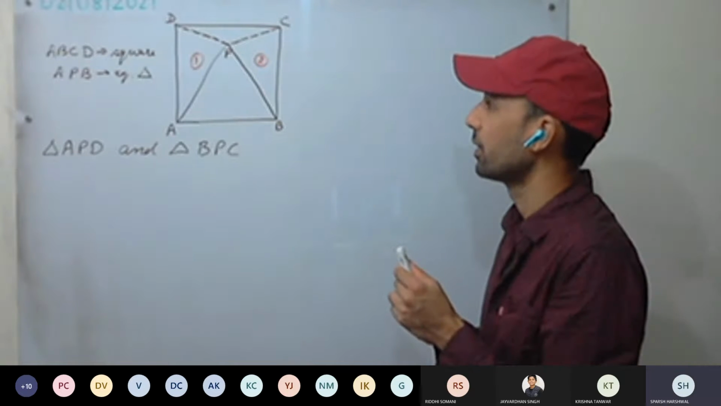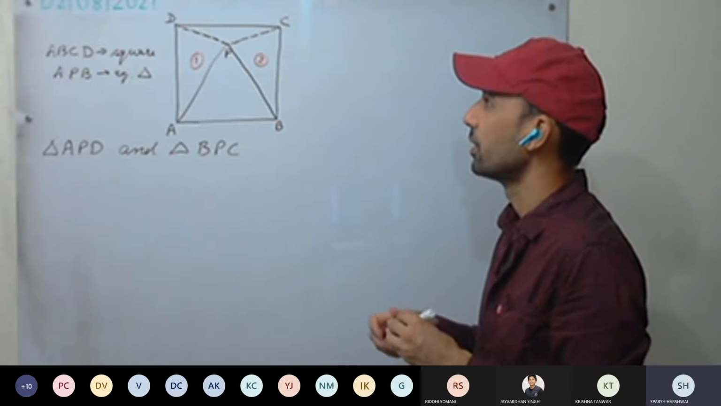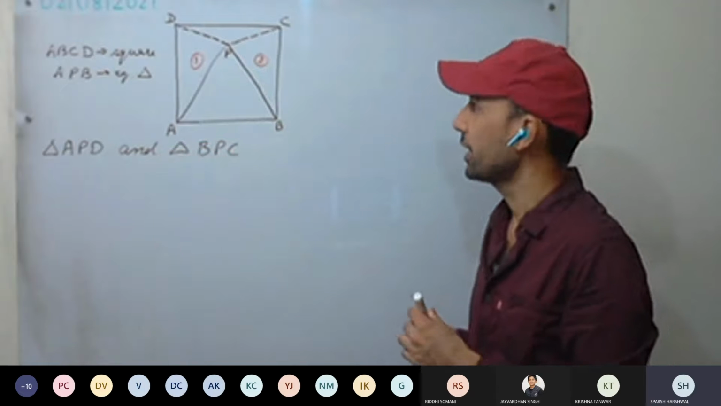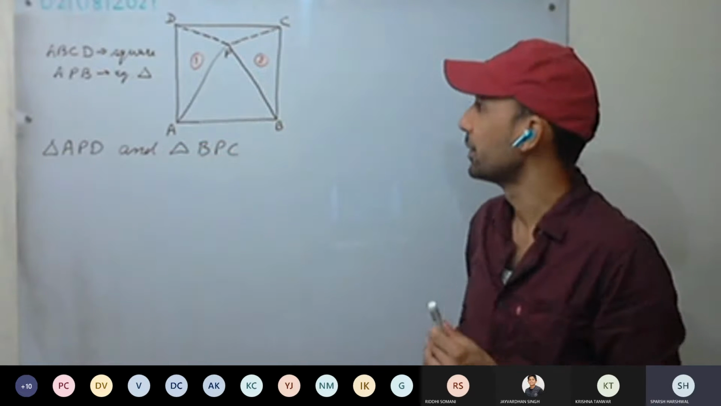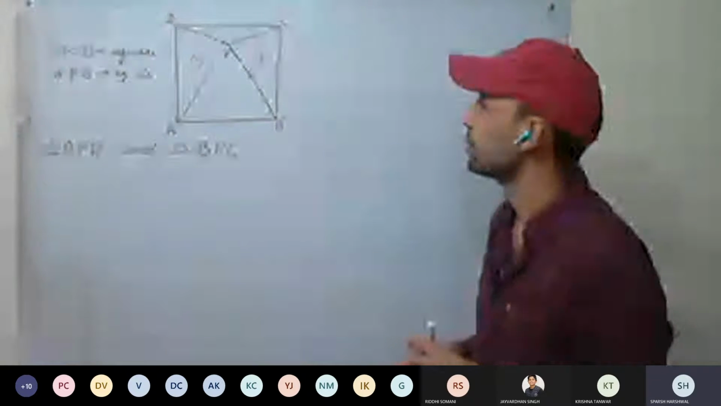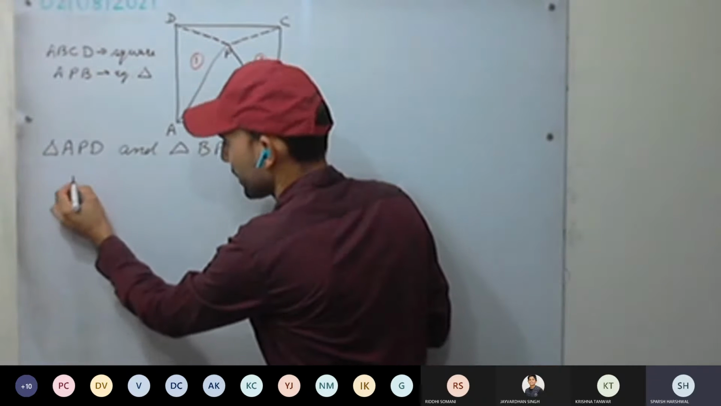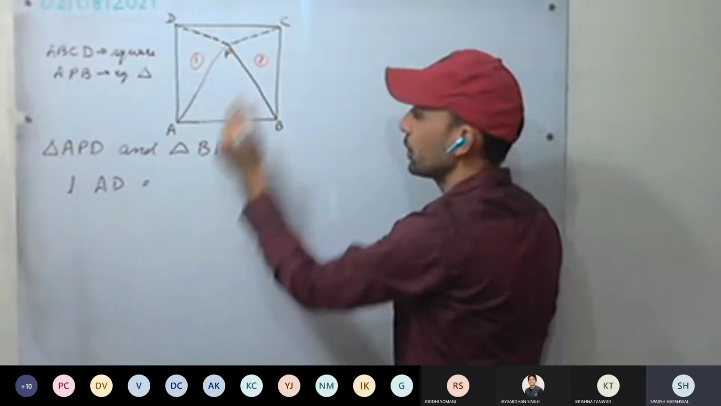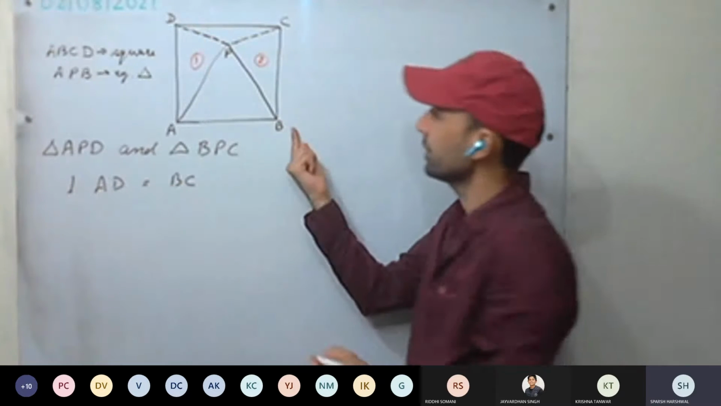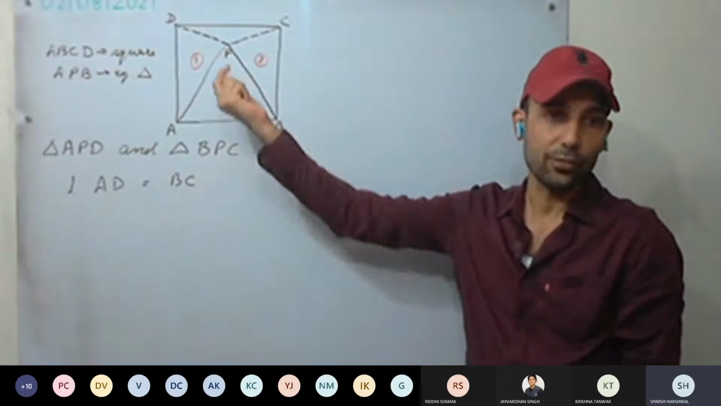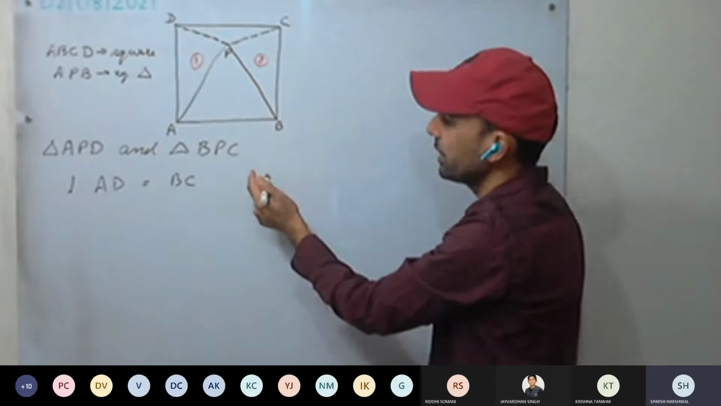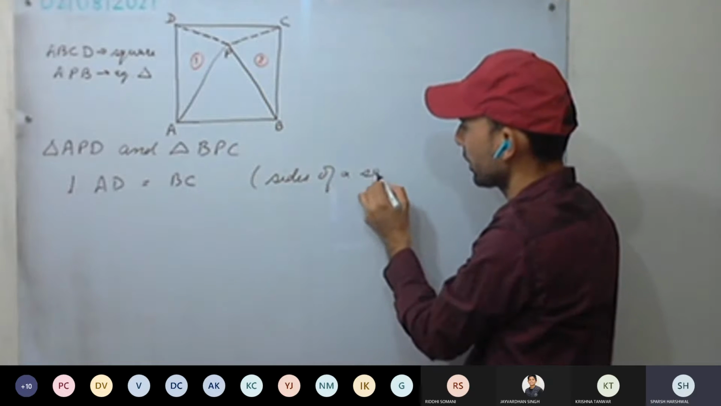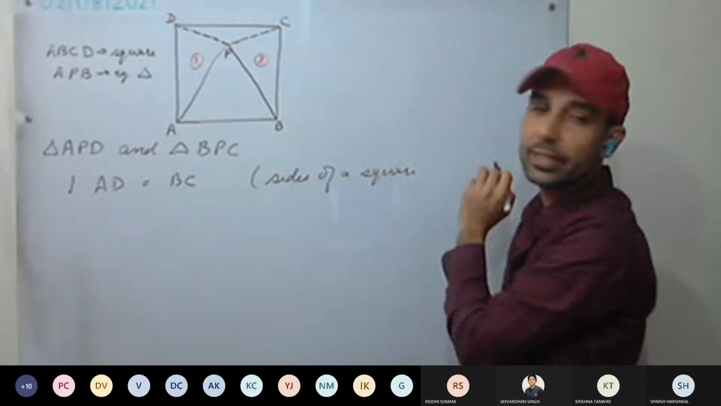We take these two triangles, which we have taken already. Now which sides or angles should we take? We can take AD equal to BC, because it is a square. The reason: AD and BC are sides of a square, square ABCD, you can write.